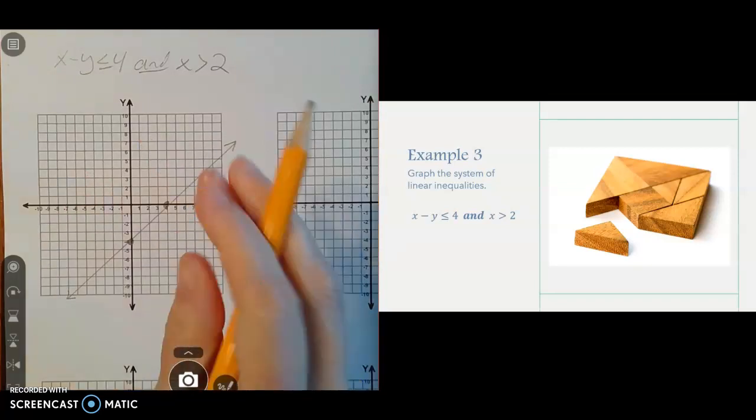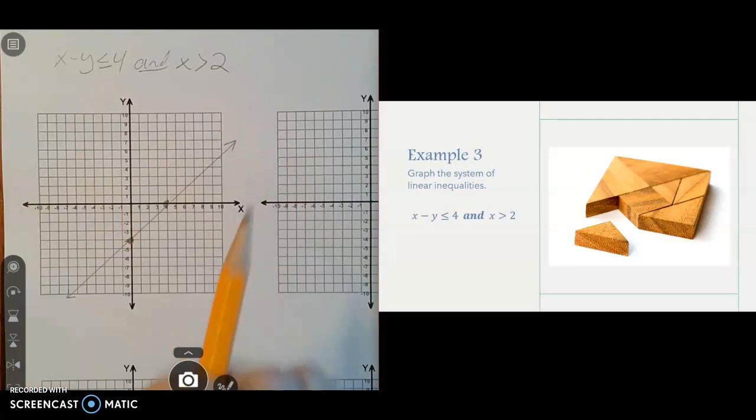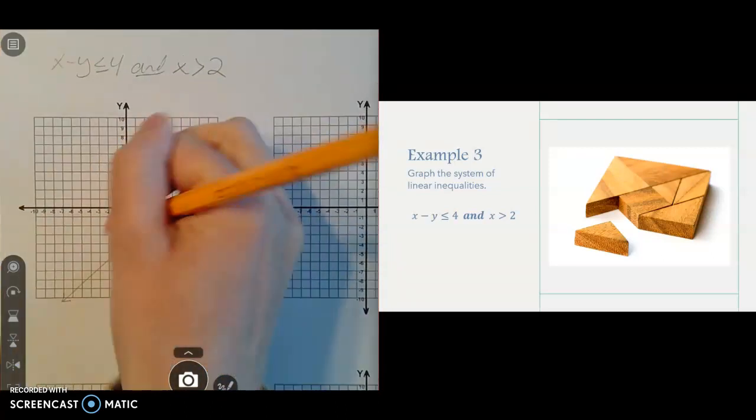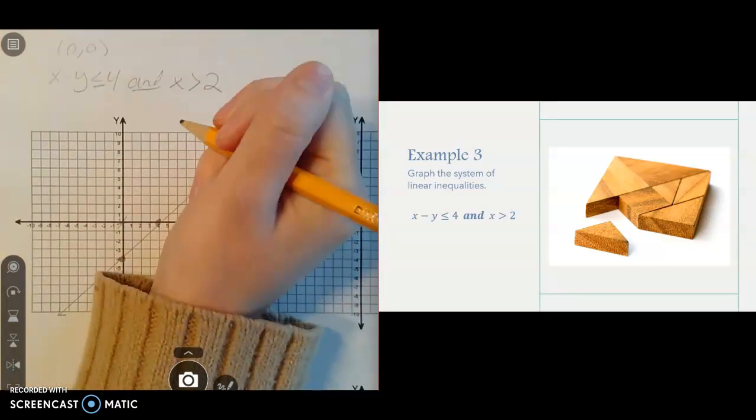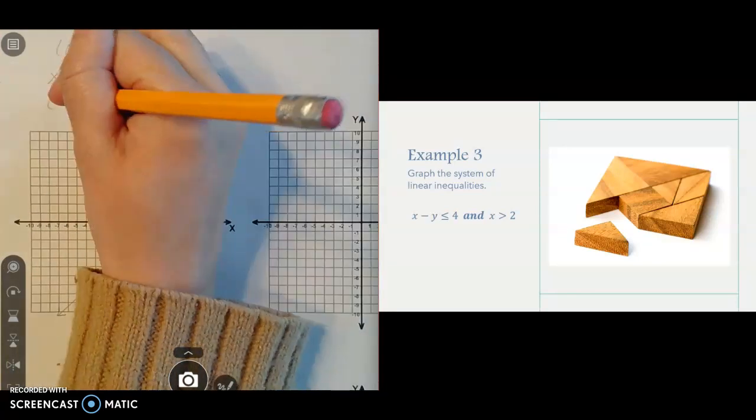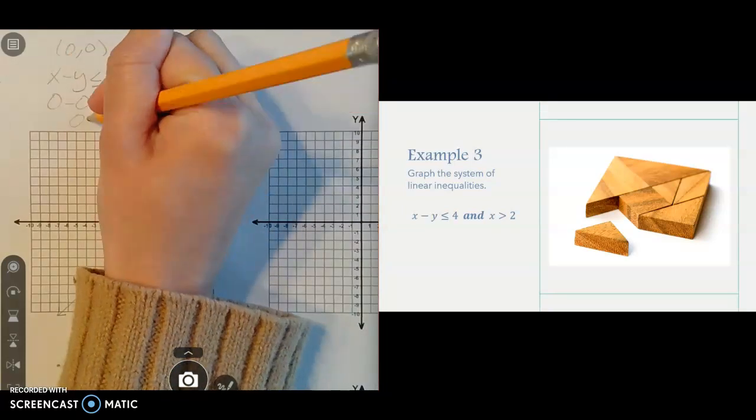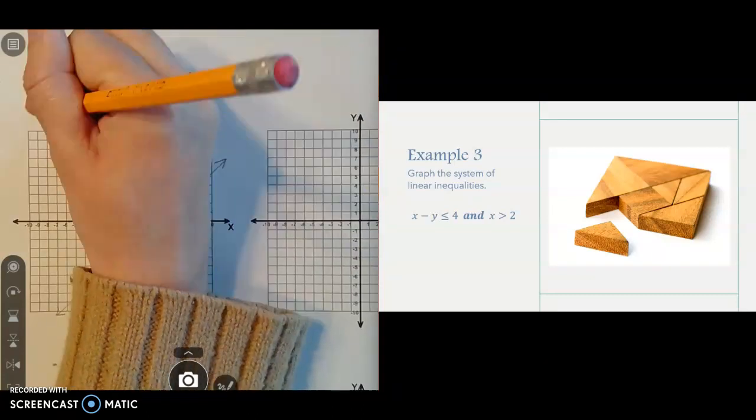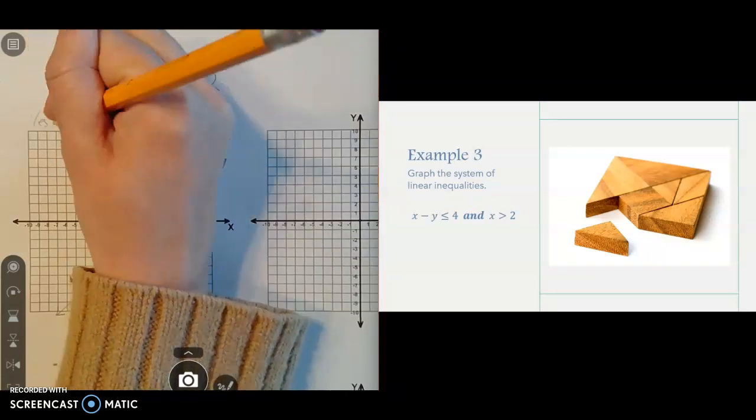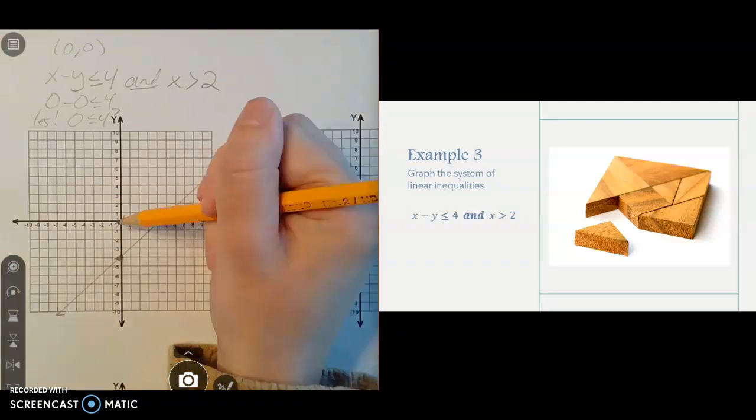So I need to know if I'm shading below or shading above. How about I use that test point again? I just like using 0, 0 because it's just so easy to do. Let's see, if I have 0, 0, my x would be 0, my y would be 0. So 0 minus 0 is 0. Is 0 less than or equal to negative 4? Yes, it is. So since it is less than or equal to negative 4, and that's true, I'm going to shade on that side.